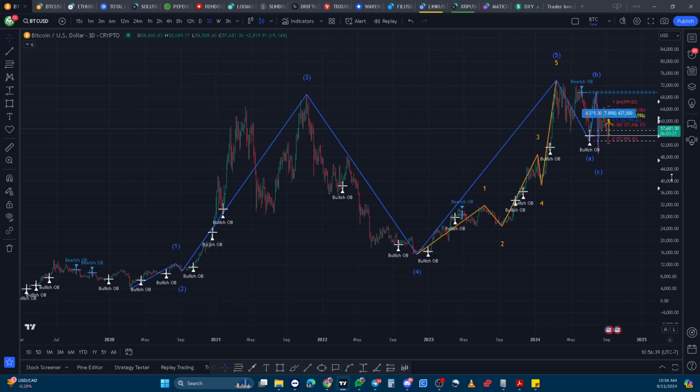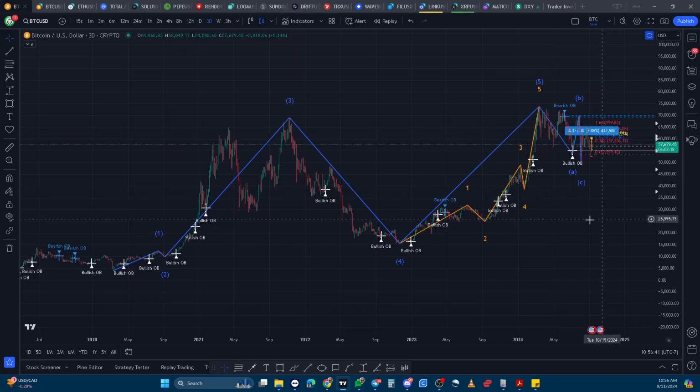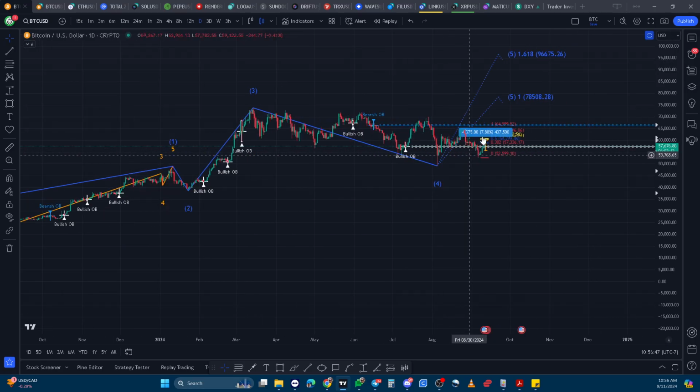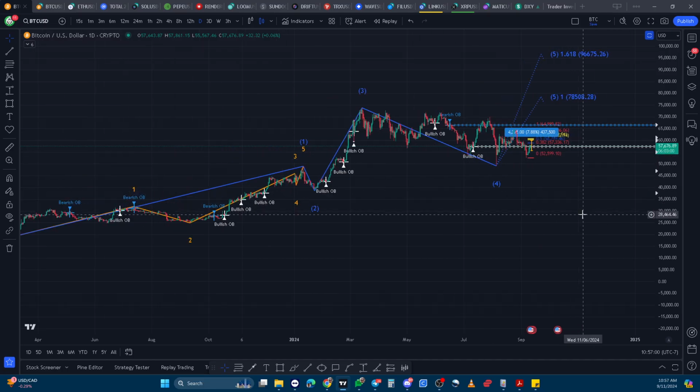So I see end of October, we could see that 78. Well, let's just go to the daily. I don't know what's going on here with the Elliott wave. We could see somewhere between 78K and 96K before the market possibly tops out and we come back down to possibly 30K.